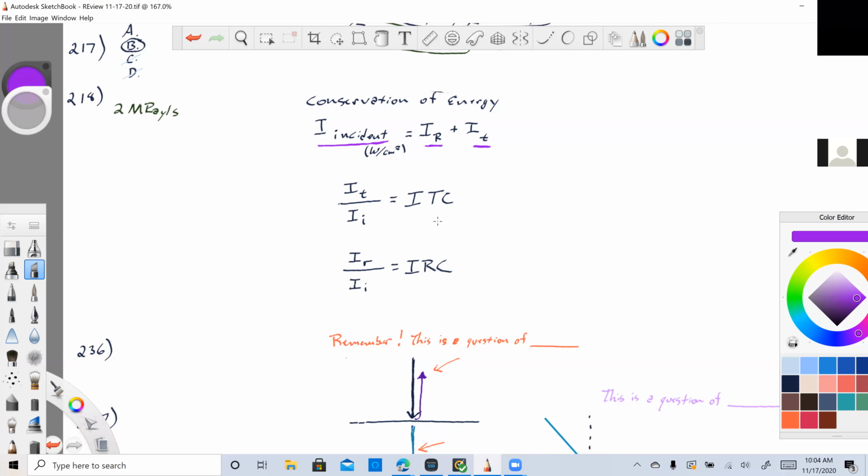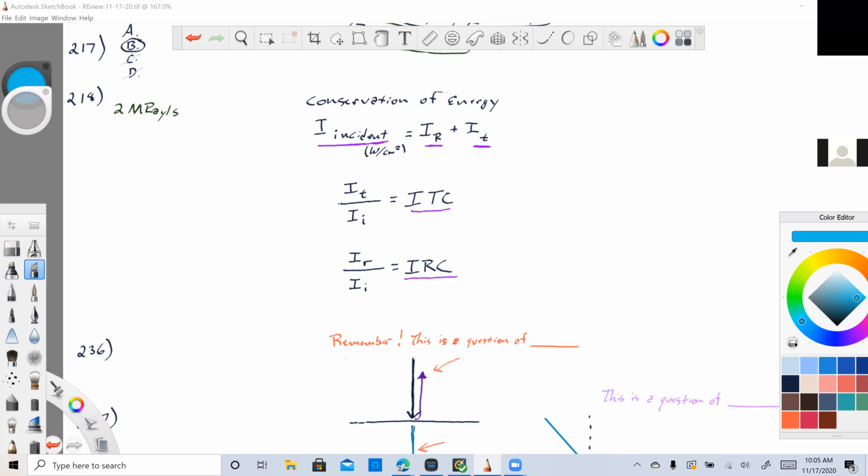And there's two basic ratios that we can get out of this. These capital I's are intensities, by the way, I'm sorry. Intensity transmitted divided by the intensity incident gives you the intensity transmitted coefficient. Oh, I can't remember what C stands for. Coefficient, intensity transmitted coefficient. Oh, thank God. And the reflected divided by the incident is the intensity reflected coefficient.